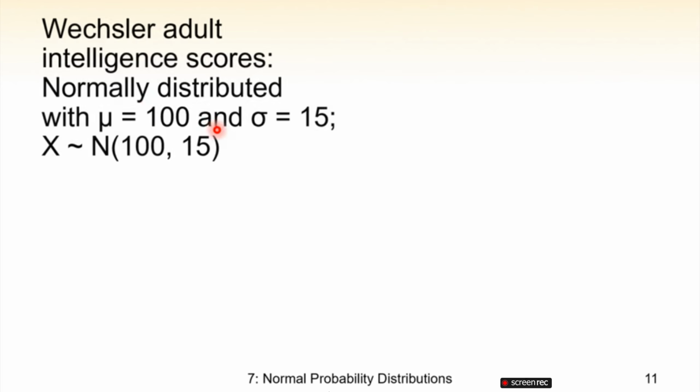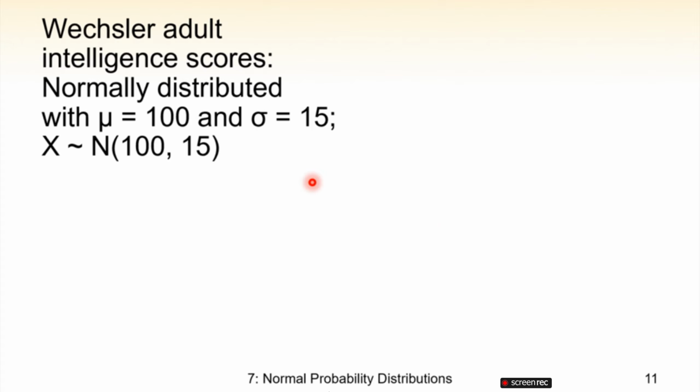Now, let's look at an example of our 68, 95, 99.7% rule. Now, we have an example here. Wechsler adult intelligence score is presumed to be normally distributed. It's important to understand that before you can apply the normal probability density curve to explain any data set, it must come with an assumption that the data set is normally distributed.